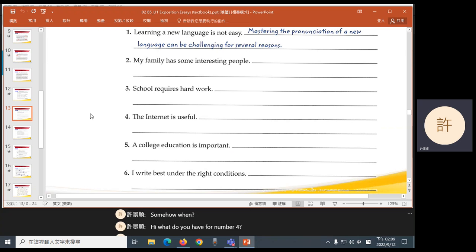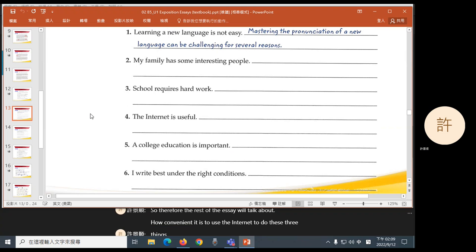Instead of just the internet is useful, your classmate explains why it's useful. He says, I often use the internet to search for information, watch films, and listen to music. So therefore, the rest of the essay will talk about how convenient it is to use the internet to do these three things. Okay, good.